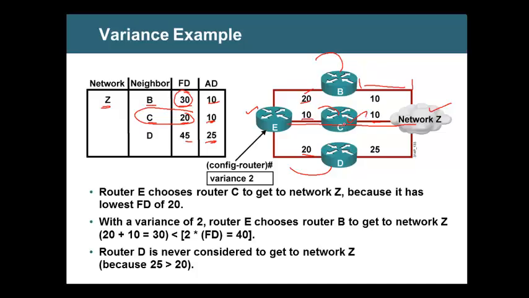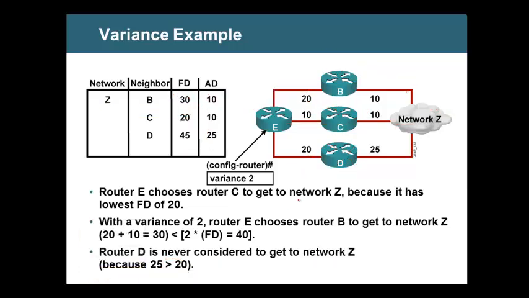Now, to become a feasible successor, the advertised distance should be less than the successor value. Is this less than the successor value? Yes. So B will be considered as a feasible successor, backup route. But going via D is not considered as a backup route. Why? 25 is not less than 20. So this won't be seen in the topology table. D is never considered to go to network Z because the advertised distance is greater than the successor. It should be less. It is greater.